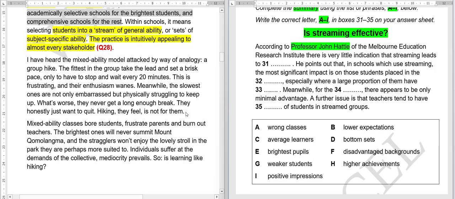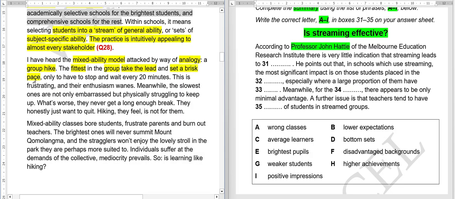I have heard the mixed ability model attacked by way of analogy, a group hike. So let me change the color. They're saying that they have heard about this particular model by way of analogy, like a group hike. So they are comparing the mixed ability model to a group hike. The fittest in the group take the lead and set a brisk pace. Whoever is the fittest in the group, obviously they will take the lead and they will set a brisk pace.